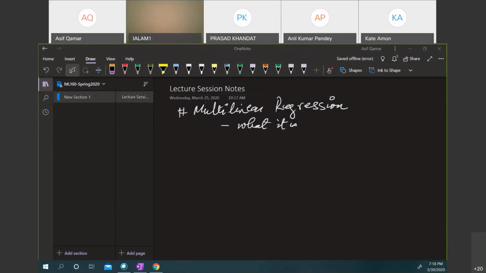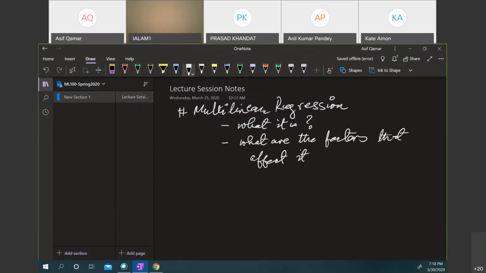Today's session we'll do a topic called multilinear regression. What is it? What are the factors that affect it? We'll talk about something called multi-collinearity. Multi-collinearity in your book is just called collinearity. It is the same thing.